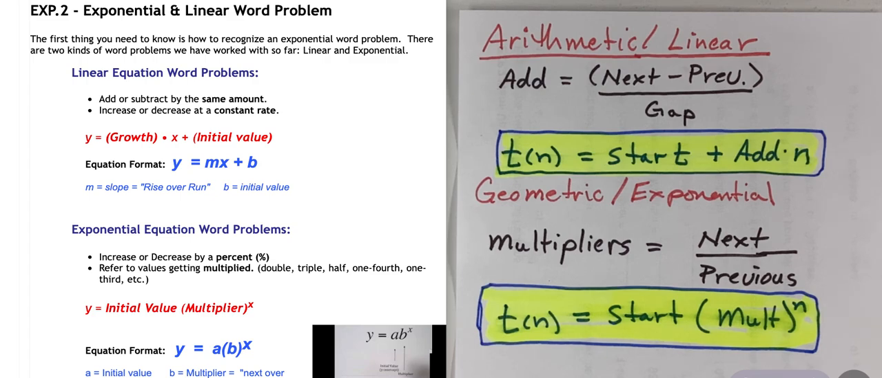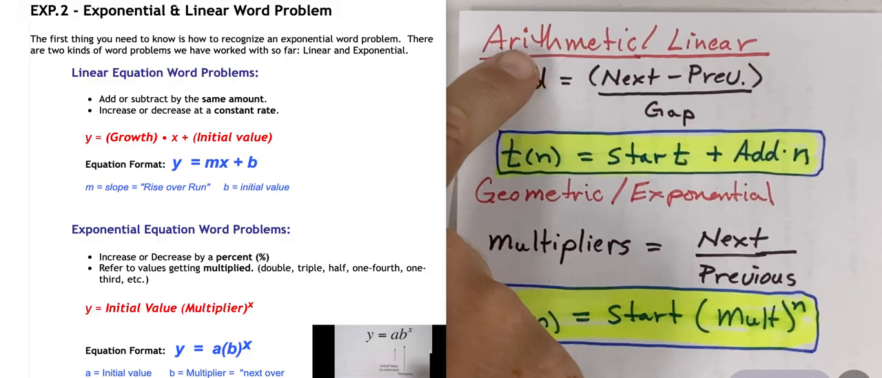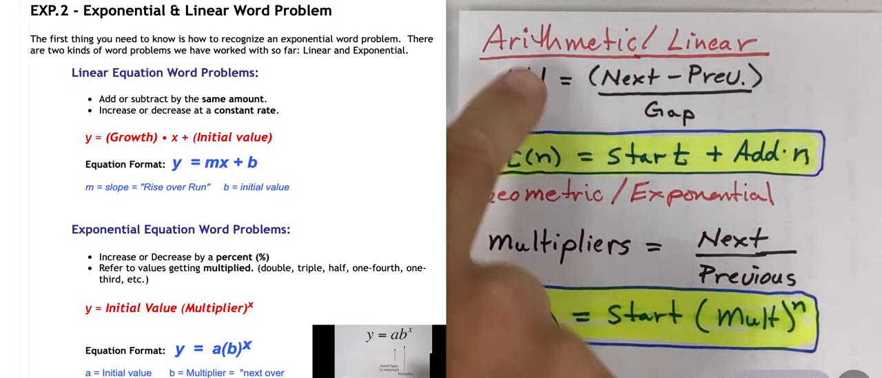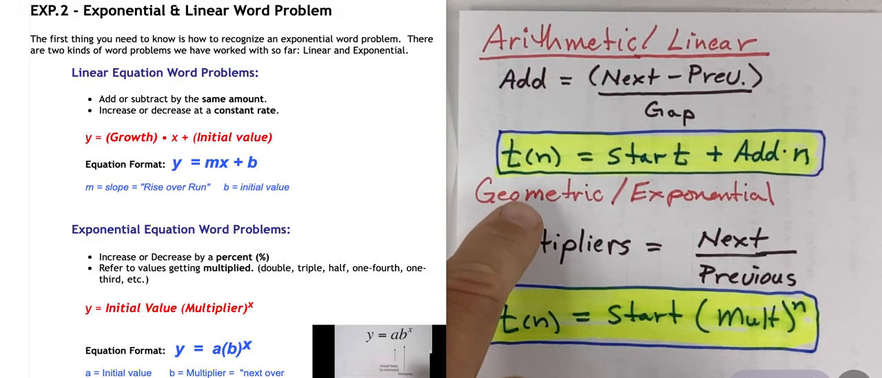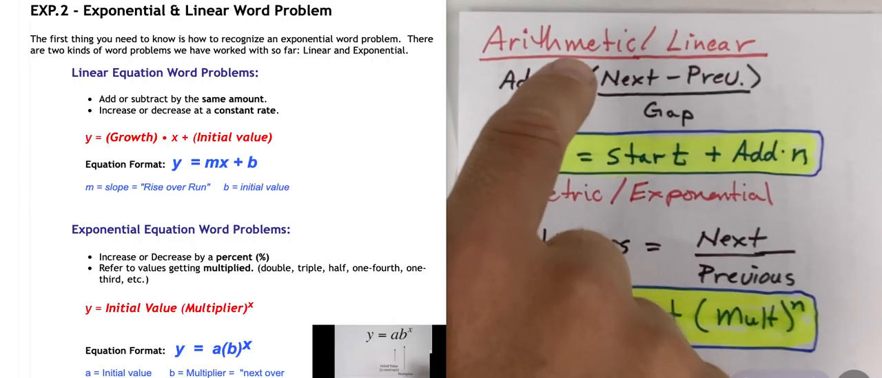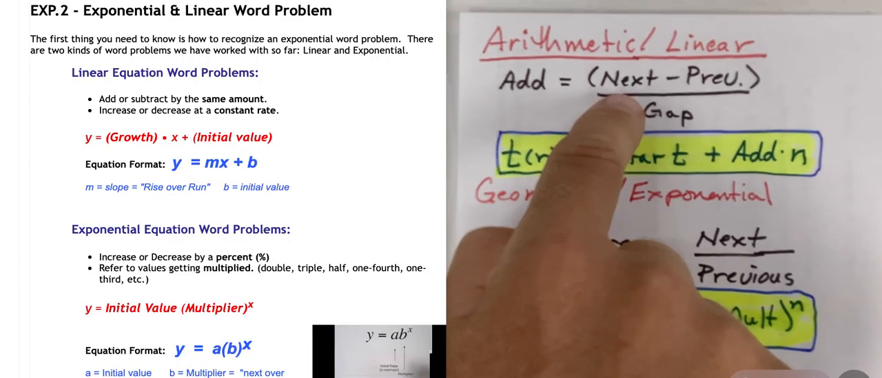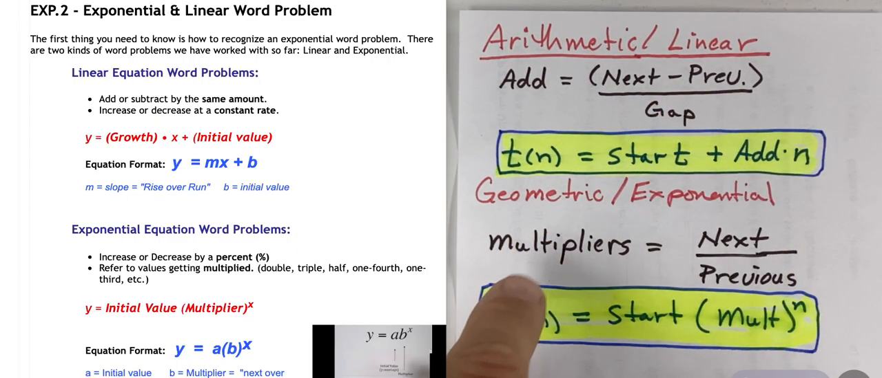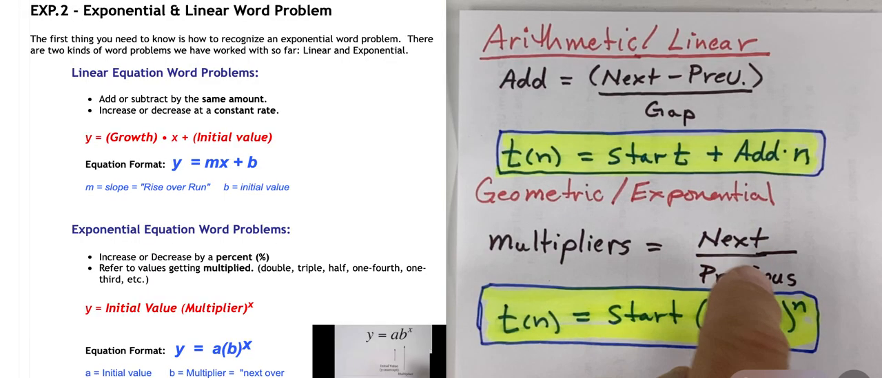Okay, this video is going to give you a quick walkthrough about how to do exponential and linear word problem questions. The first thing you have to do is be able to recognize things that we've known from before. You've had things that you worked with before that were arithmetic and geometric. The arithmetic ones added and the geometric ones multiplied. If you had to find an adding amount, you always did next minus previous divided by the gap, and with multipliers, you did next divided by previous.